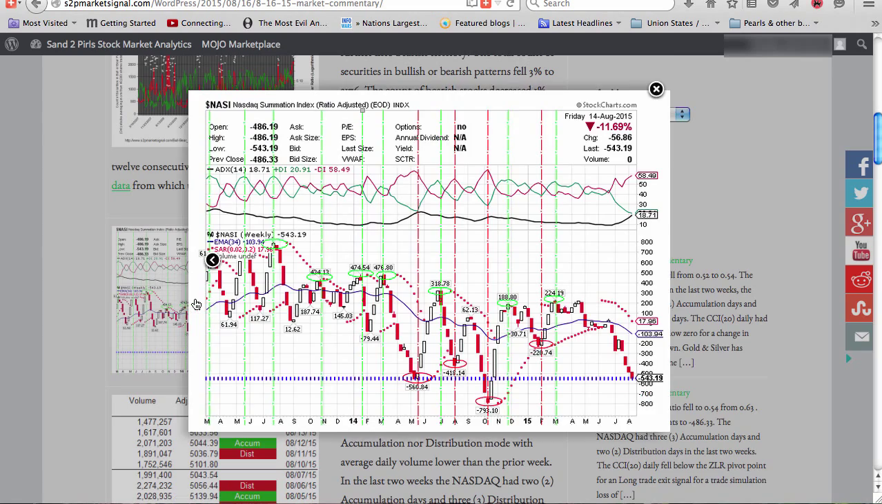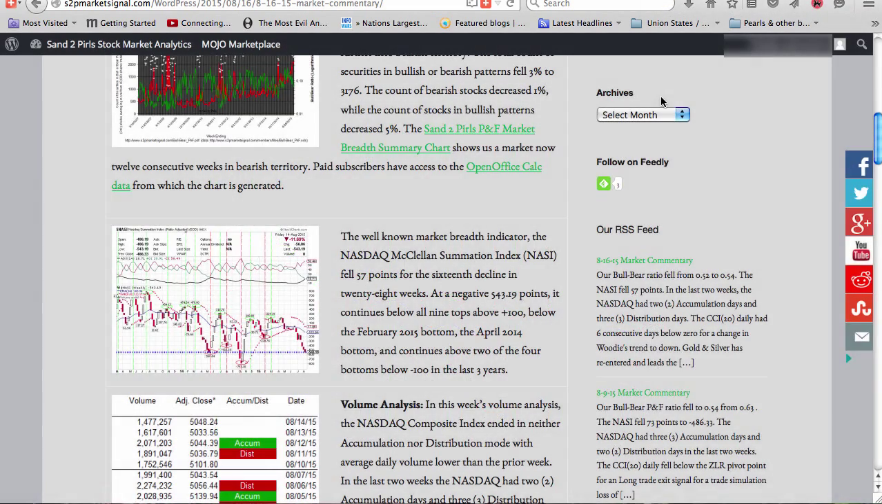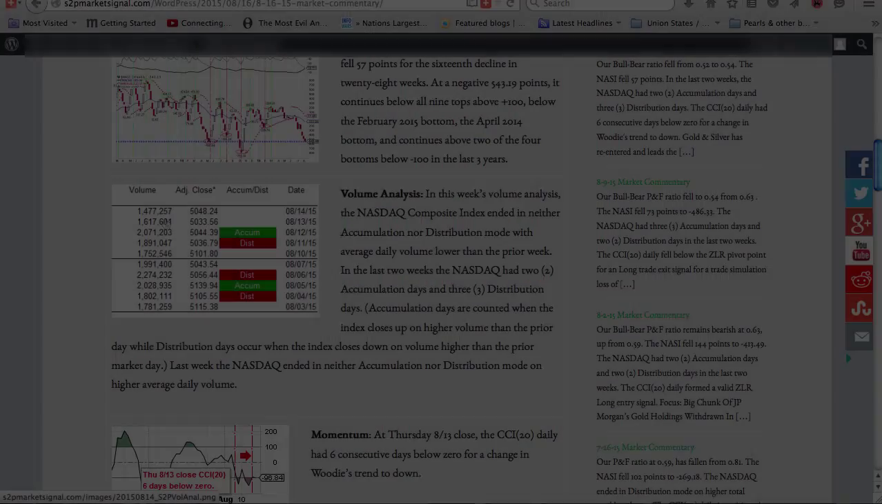The well-known market breadth indicator, the Nasdaq McClellan Summation Index, fell 57 points for the 16th decline in 28 weeks. At a negative 543.19 points, it continues below all 9 tops above plus 100, below the February 2015 bottom, the April 2014 bottom, and continues above 2 of the 4 bottoms below minus 100 in the last 3 years.